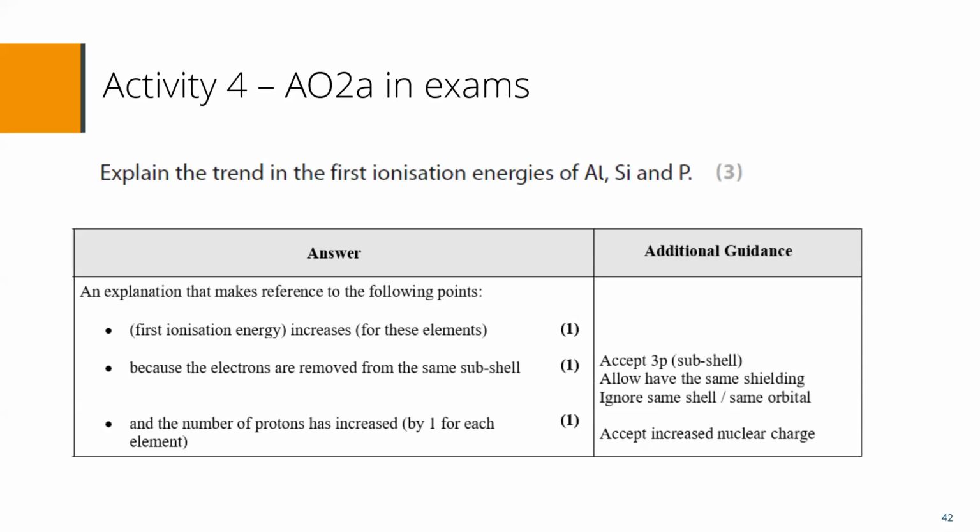They need to specify it's 3p, not just the same orbital. That's not good enough. And then the last thing is that the number of protons increases. By one for each element is in brackets, so it's not necessary in the answer. Just that the number of protons is increased is all that's needed. Accept increased nuclear charge in the additional guidance.